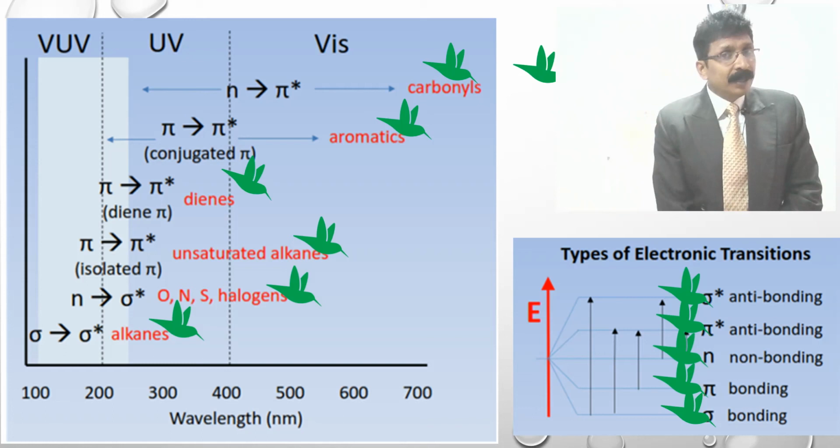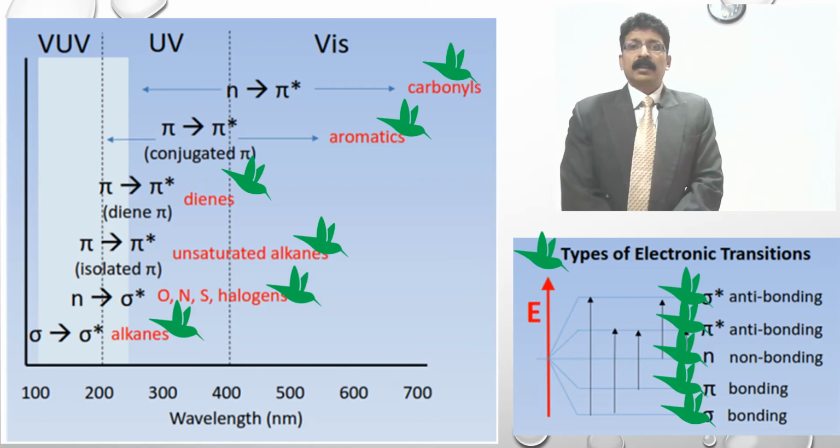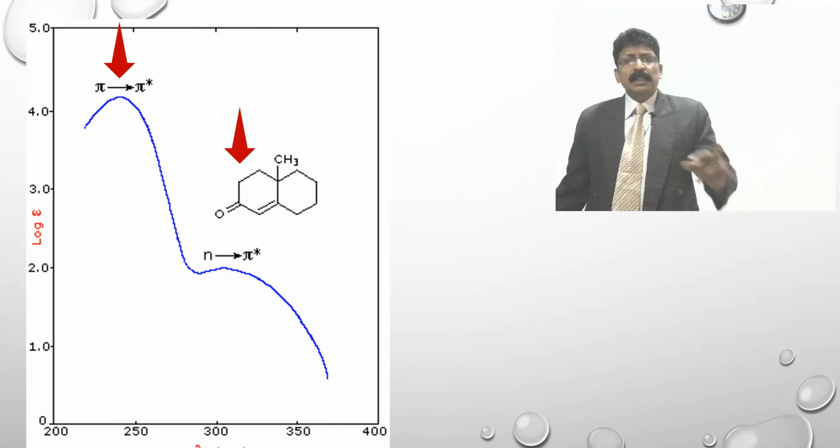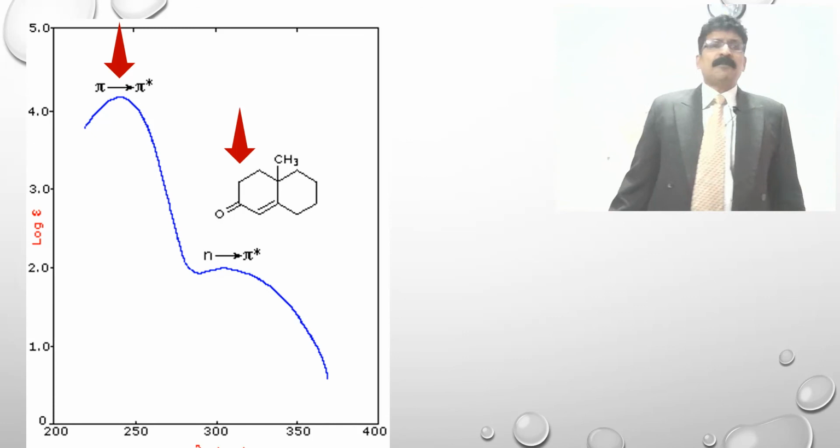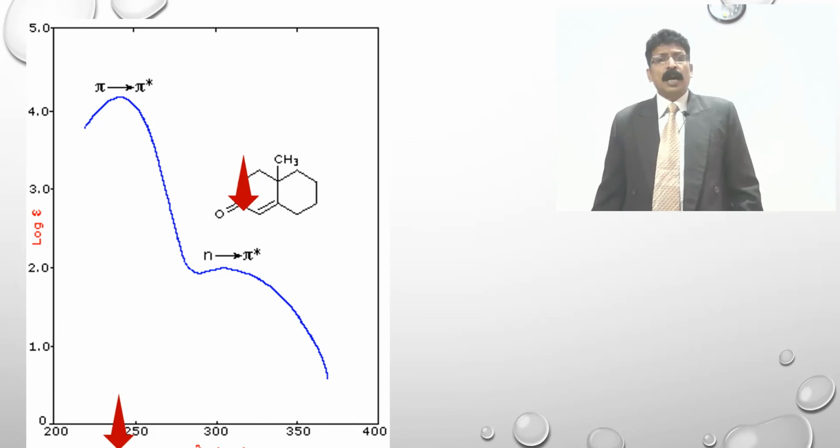That's what we have taken. And another graph, just to show you about some of the compounds. They may give two peaks. Which is having, you can see, a pi to pi star transition, it shows at some 240 nanometer. That is the peak which they have shown. Another peak is also shown by an n to pi star transition, due to the presence of an oxygen in the compound.